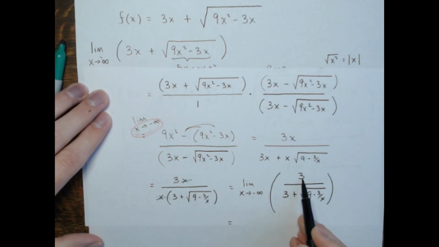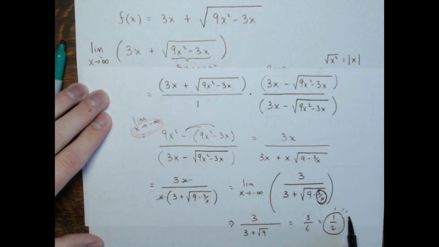So you see how the numerator is a constant. All right, so these are going to approach 3 in the numerator, and then just like before, this 3 over x expression here would be going to 0. So the denominator is approaching 3 plus the square root of 9. So 3 in the numerator, 3 plus 3, 6 in the denominator, and I reduce that to a half, right? There's the limit as x goes to negative infinity.